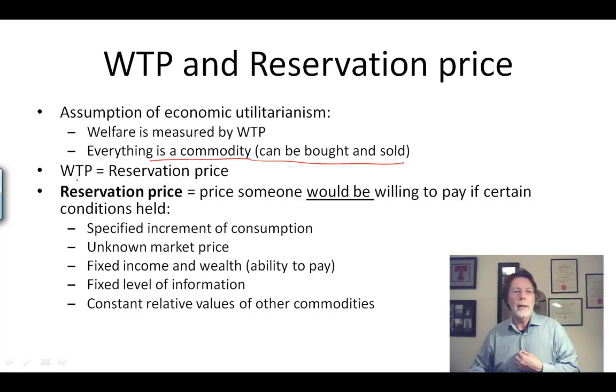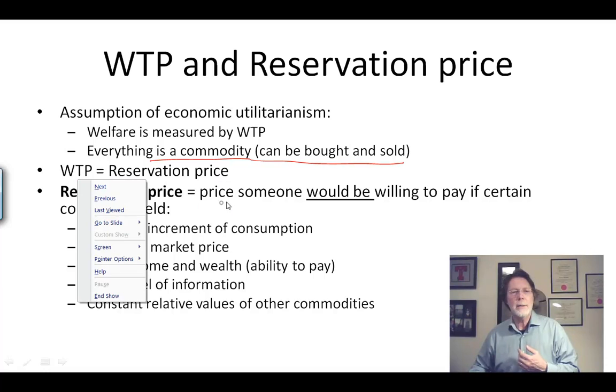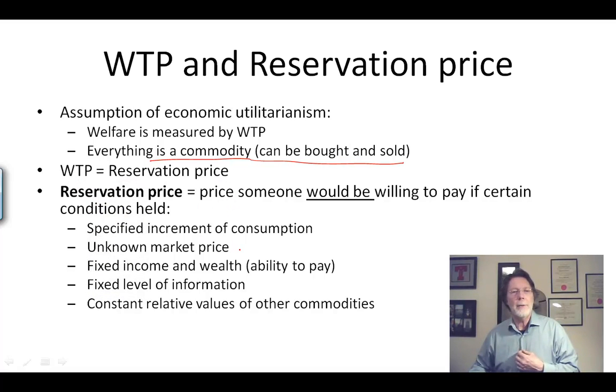The idea is that willingness to pay is somebody's reservation price. It's the price they would be willing to pay when they don't know what the market price is. So this is the price that somebody would be, not is, willing to pay if certain conditions held. And things that would be, as opposed to things that are, are actually difficult to observe. They're not something you can easily find out as a revealed preference. So it's for a specified increment of consumption.